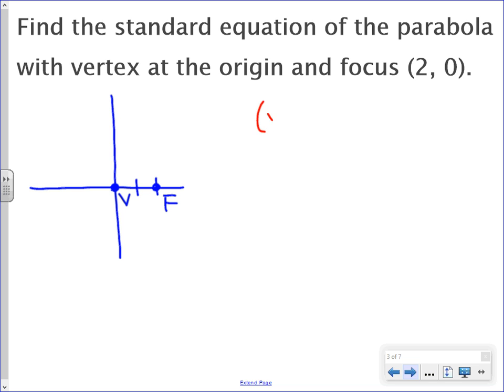in x minus h squared equals 4p times y minus k. We know we have to fill that in. Okay. Since it's opening to the right, we have the awkward y squared. Okay. I erased the square though, didn't I? There we go. Okay, it's keeping me on my toes.